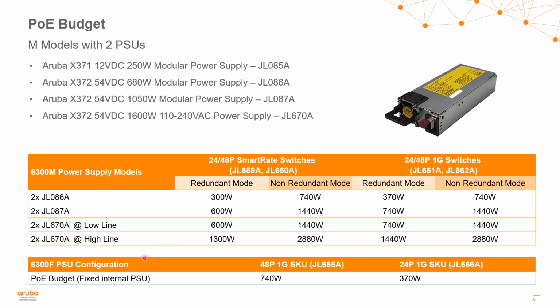Now if we look at the very bottom, we'll see our fixed switches. These are the ones that have the internal power supply embedded into the switch. So the 48-port model can scale to 740 watts of PoE, and the 24-port model can scale to 370 watts of PoE.